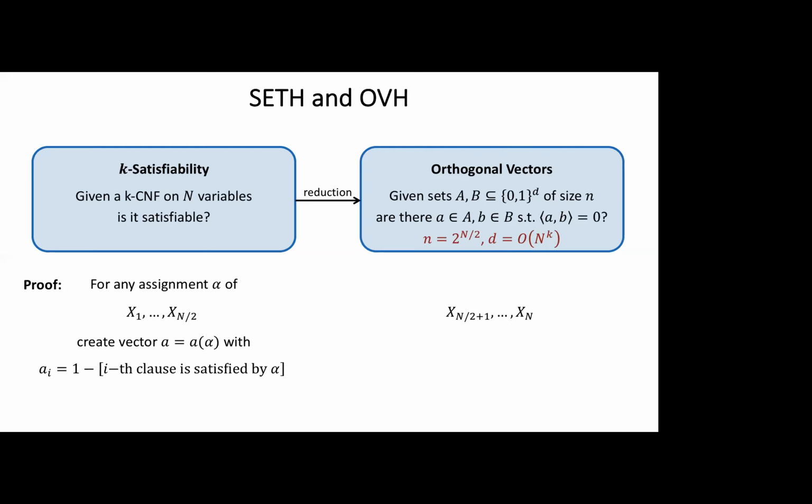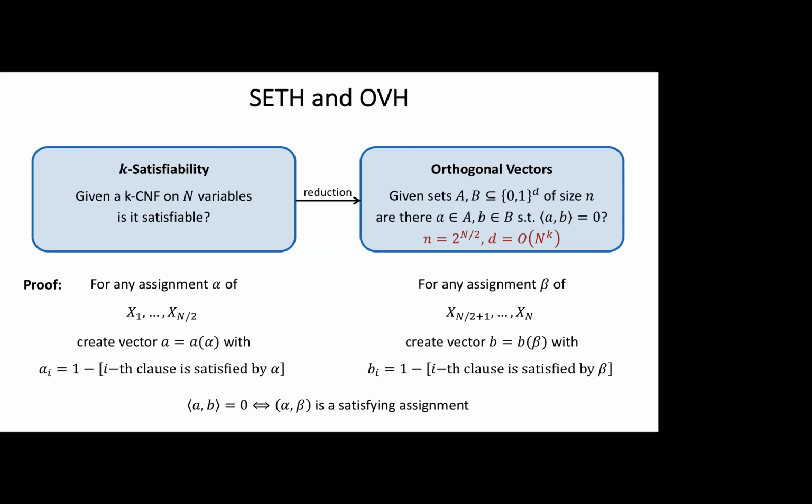Right, so you split the variables into two halves. For each half, you enumerate the assignments of this half, and you create a vector for that. The vector encodes which clauses are satisfied, or more precisely, when this half assignment alpha causes the ith clause to be satisfied, then I put a zero in the ith dimension of the vector, otherwise I put a one. Similarly, I create the same kind of vector for the second half of variables. I create B vectors in the very same way.